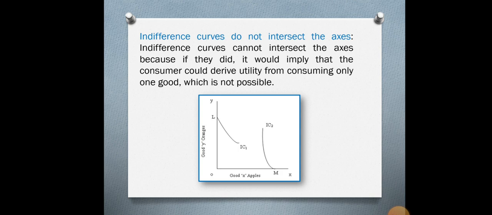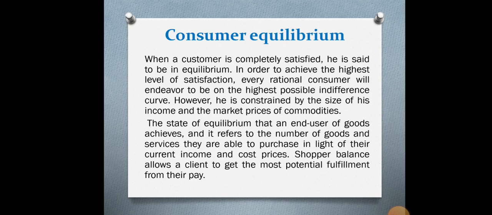That we understood earlier. Now, how is consumer equilibrium derived out of this concept? When a consumer is completely satisfied, he is said to be in equilibrium. In order to achieve the highest level of satisfaction, every rational consumer will endeavor to be on the highest possible indifference curve, because the further the indifference curve from the origin, the higher the satisfaction it represents. So the consumer would try to have the maximum possible satisfaction.